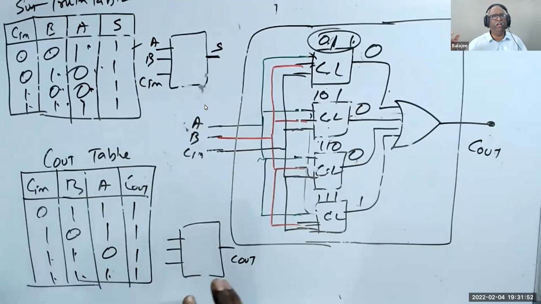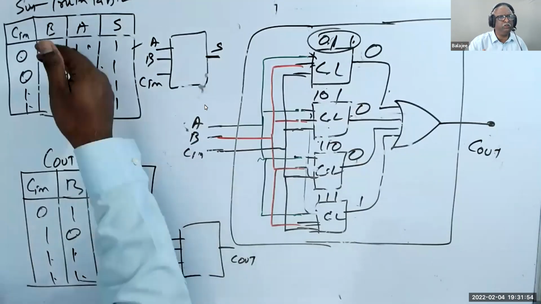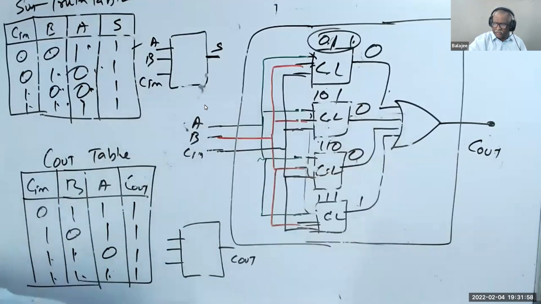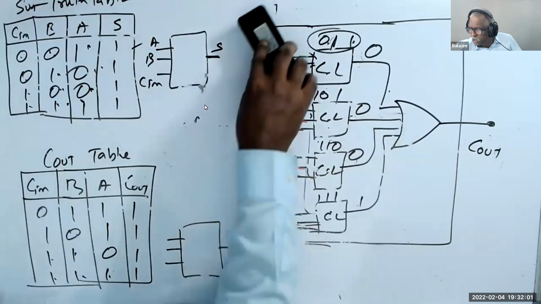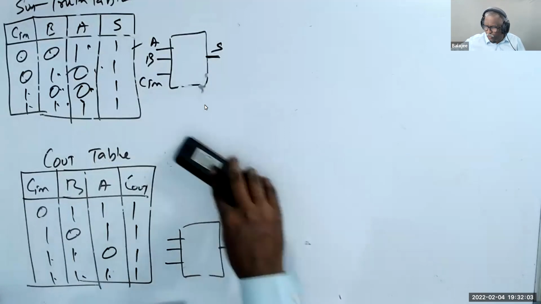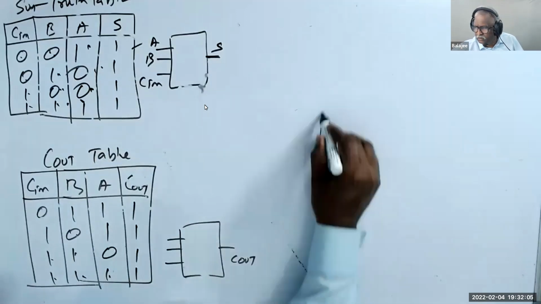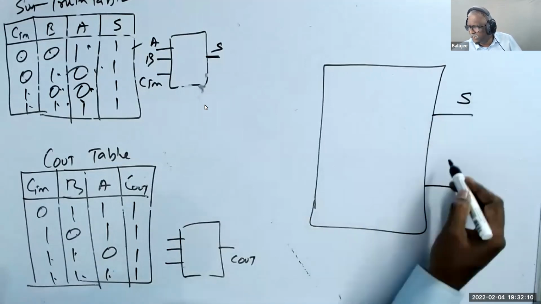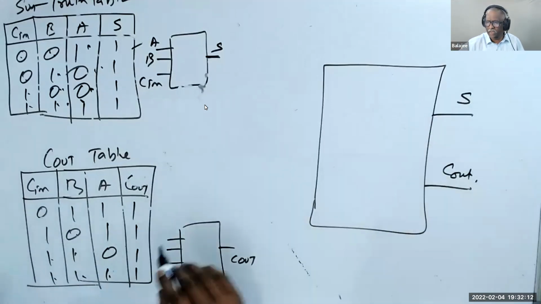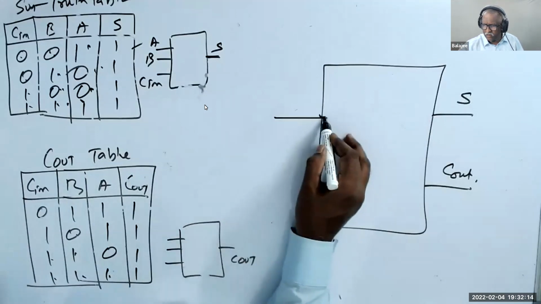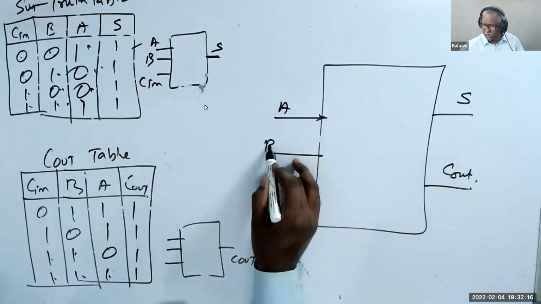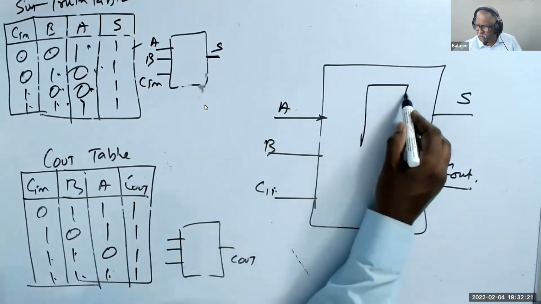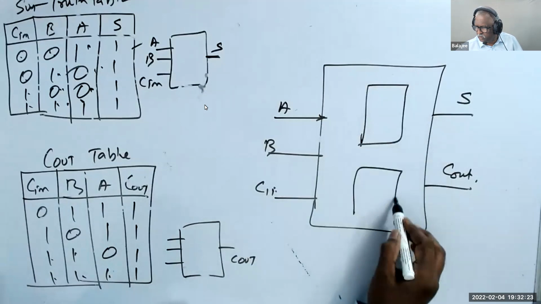Now understand, we have a big table. From that, we make 2 small tables. Then we created the 2 logics. Now let us do how do I integrate? How do I do it is, I make 2 outputs, sum and C out. Then I take A, I take B, I take C in. There are 2 blocks here.